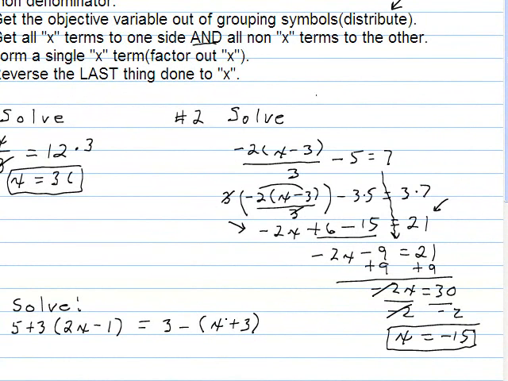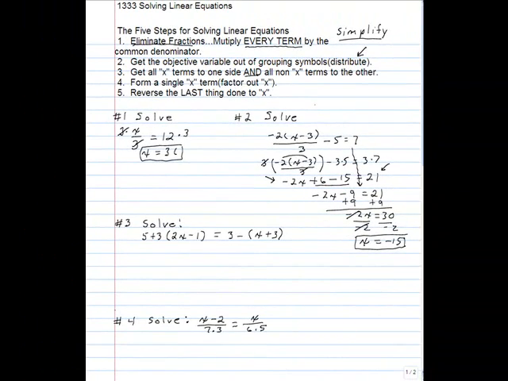Example 3 has no fractions, so I do not have to eliminate fractions by multiplying every term by the common denominator. In fact, since there aren't any denominators other than 1, the common denominator is just 1, so multiplying every term by 1 wouldn't change anything anyway. So let's go on to step 2 that says get the objective variable out of grouping symbols by distributing.